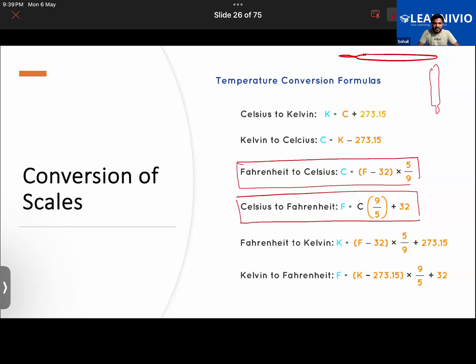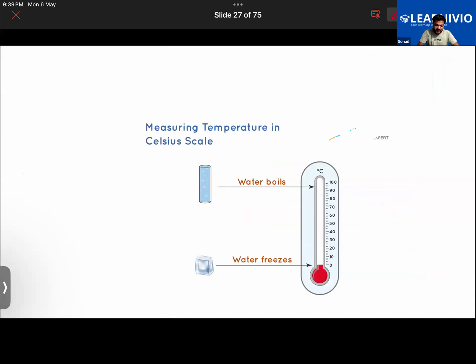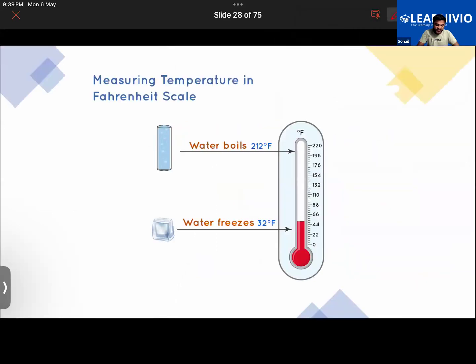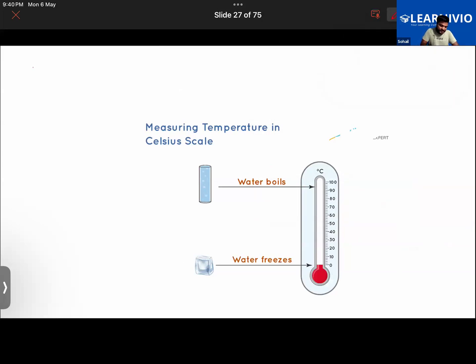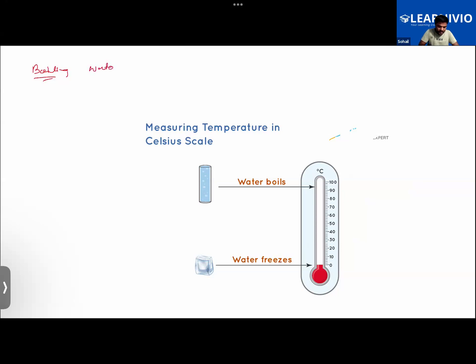Okay. Now let's quickly understand the conversion of the scales. How do we convert from Fahrenheit to Celsius and from Celsius to Fahrenheit? You have already studied about this. Answer this simple question: what is the boiling point of water in the Fahrenheit scale? In the previous class we have discussed that. 212 degrees Fahrenheit. Very good. What about the freezing point? 32 degrees Fahrenheit. That's good to know.